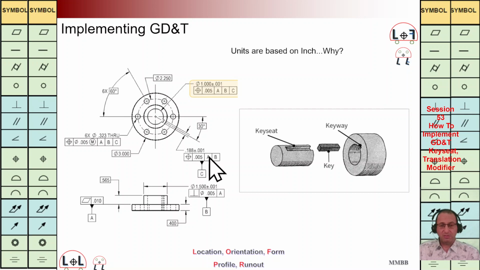Here we have position with respect to A and B. That's why we are going to have this basic dimension here. We are going to control the symmetry of these two sides in this key slot by using this positioning symbol here.